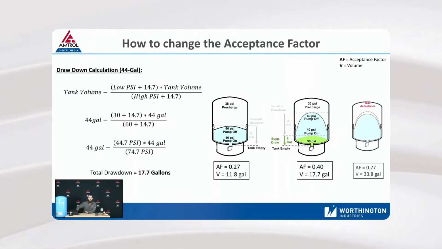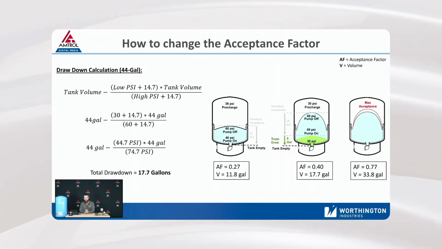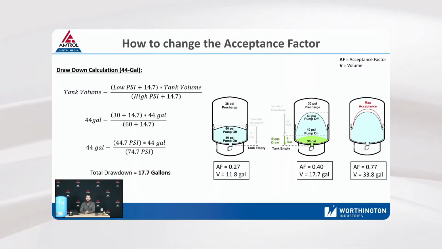But as always, we don't want to forget what the max acceptance of the tank is. I know that's always the key factor. So every vessel, no matter what, is always going to have a specified max acceptance rating. It's just how far the bladder or the diaphragm can move within the tank. And again, it's a decimal, but it's really a percentage. So for this 44-gallon tank, the most that diaphragm can go without stretching to a dangerous point is 0.77, which is 77%, which in a 44-gallon tank would yield over 33 gallons.